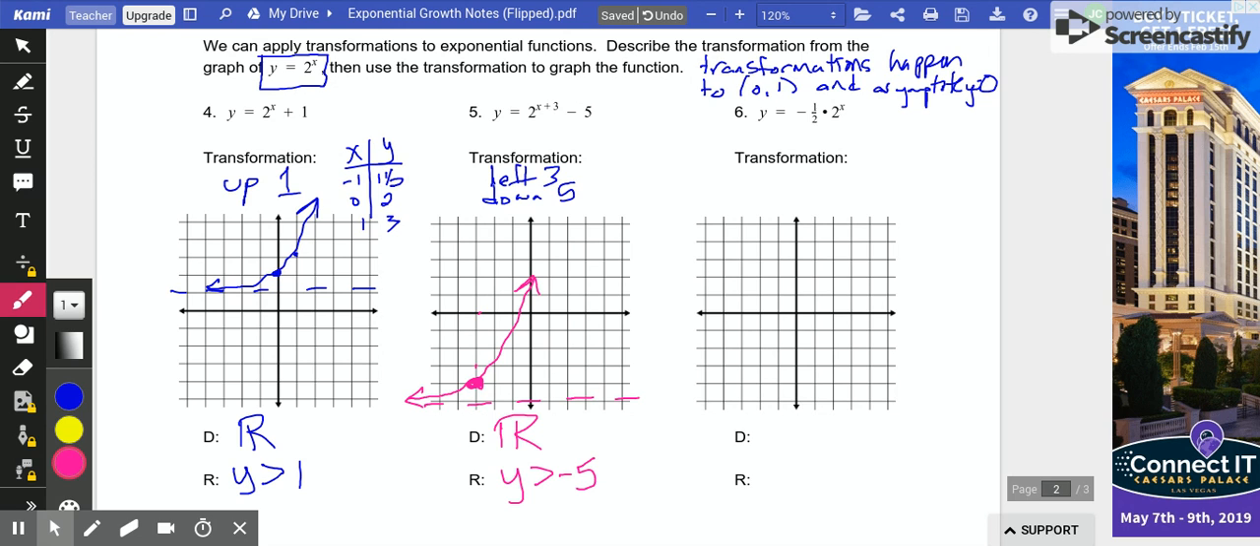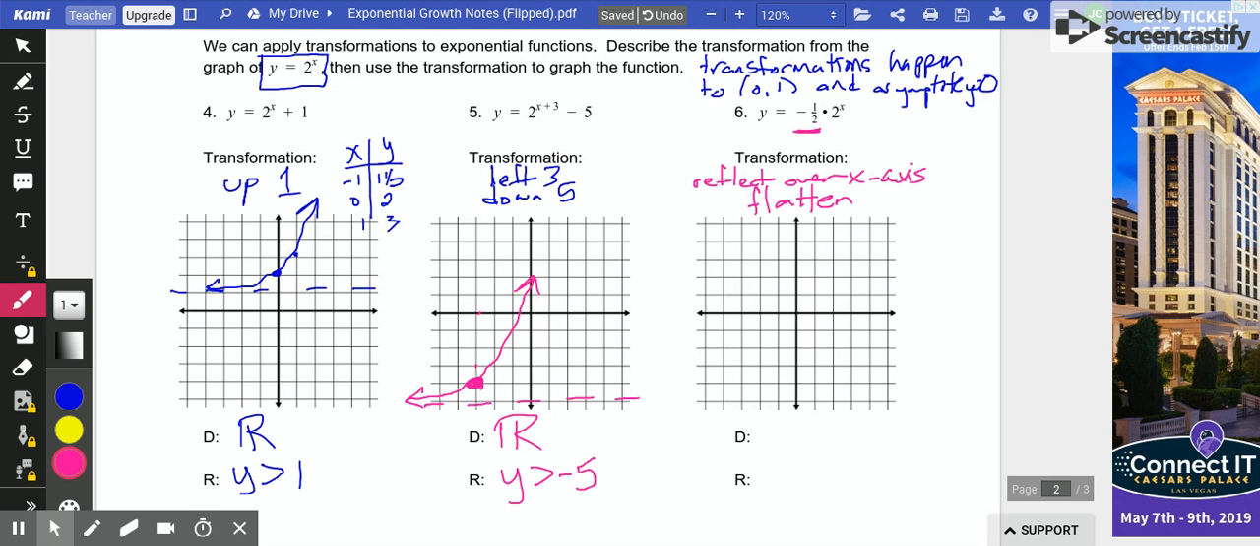Transformations here. We don't have any left to right transformations on this. We're multiplying by this -1/2. So the negative is going to do what we would expect. It's going to reflect over the x-axis. And the 1/2, that could either stretch or flatten it. In this case, it's going to kind of flatten it down. If it were a 2 or a 3 or something, that would kind of stretch it out.